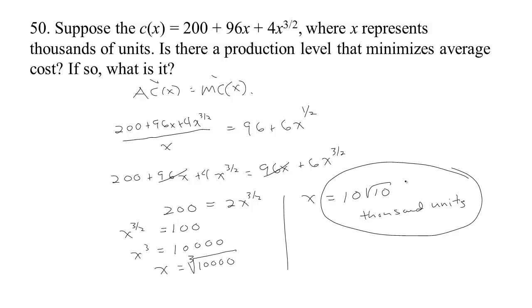Now, do I know that that's a minimum? That's a good question. If there is a minimum, it should occur there. But how could we tell that it's a minimum? I guess one way we could have done it would have been to look at the average cost. So the average cost would be 200 times x to the minus 1 plus 96x divided by x would be 96 plus 4x to the 1/2. We're trying to minimize average cost, so we take the derivative of the average cost.